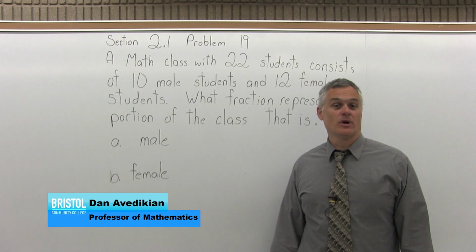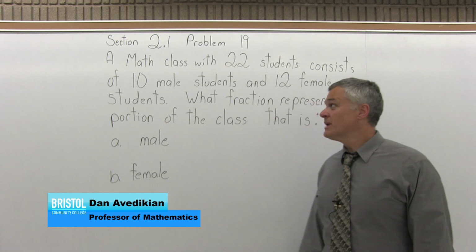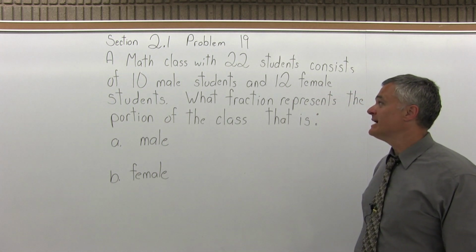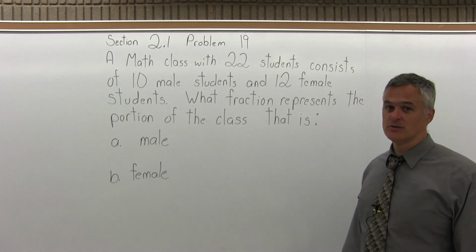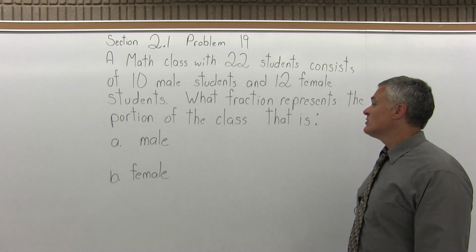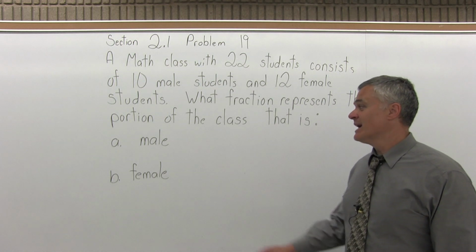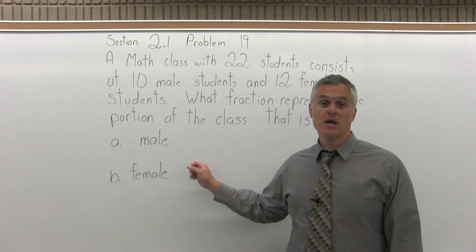This is Section 2.1, Problem 19. It says a math class with 22 students consists of 10 male students and 12 female students. What fraction represents the portion of the class that is A, male, and B, female?